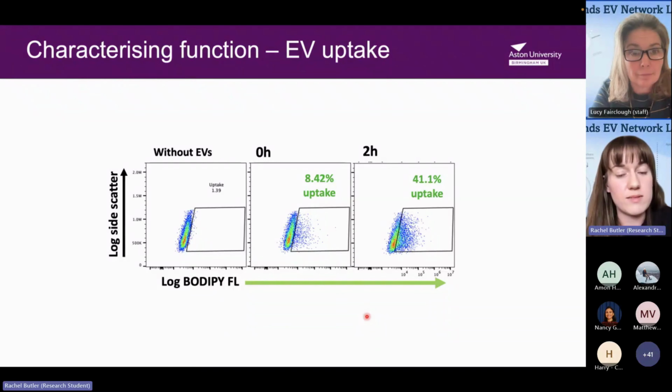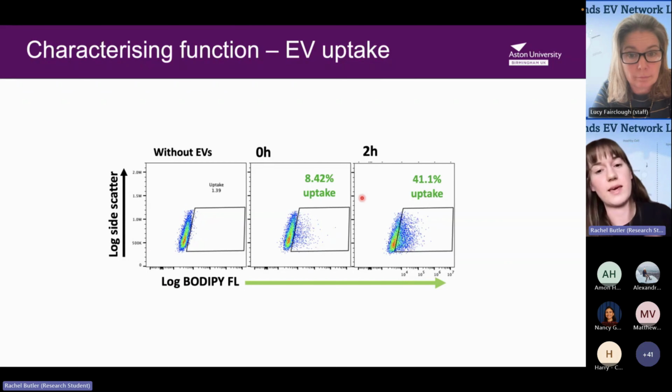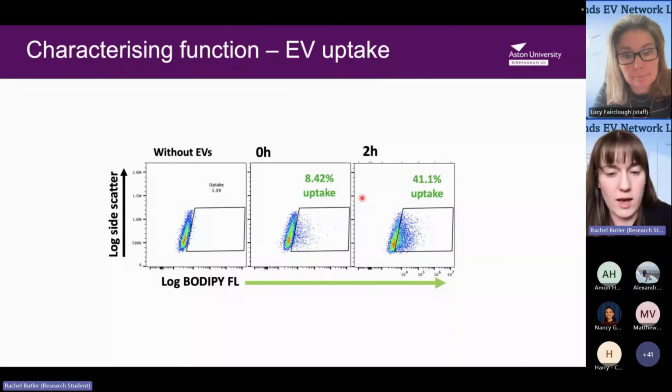Another type of assay that we've established is the ability to measure cells taking up EVs. So I've stained vesicles here with the BODIPY maleimide dye, which binds thiol groups on proteins, and then incubated those vesicles with macrophages and measured the cells over time, seeing that as they take up the vesicles, they themselves become fluorescent.